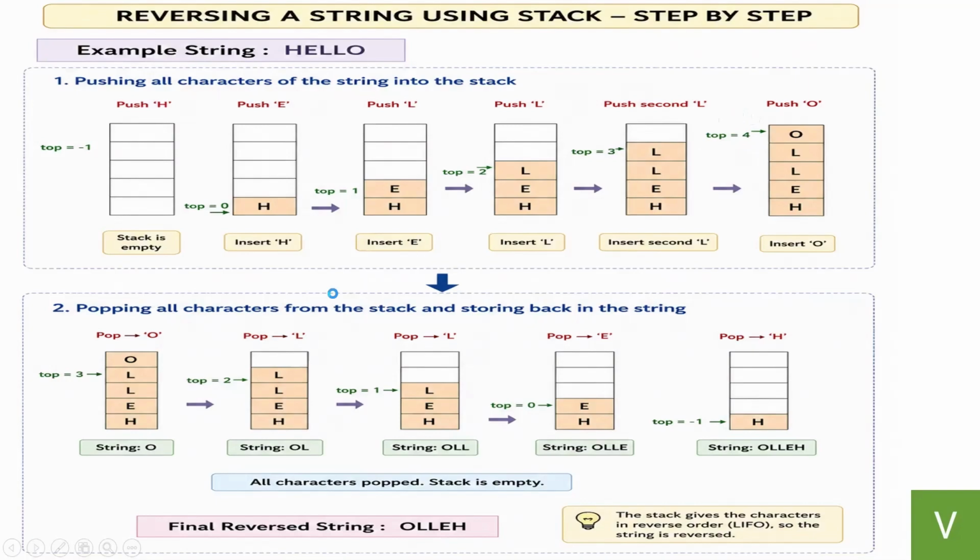Now we will pop out the elements one by one, and the popped elements will be replaced into the given string. At the first iteration, we will pop out O. At the second iteration, we will pop out L. At the third iteration, we will pop out L again. At the fourth iteration, we will pop out E. And at the fifth iteration, we will pop out H. So as a result, the reversing of a string is implemented using stacks. Now let us execute a C program in the C compiler.